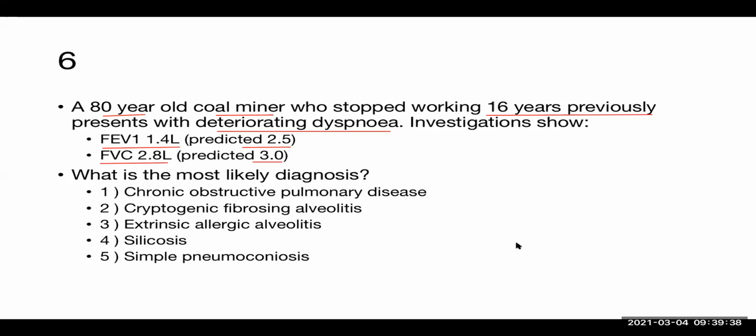COPD, sir. Okay, give me a reason, please. Sir, because from the profession, sir, he is a coal miner. But here we cannot go for simple pneumoconiosis because here we will see the FEV1 and FVC ratio, which is most likely normal, about 70%. But here it is decreased to 50%. So this is my reason. Okay, good reason you have given. Yes, anybody else?